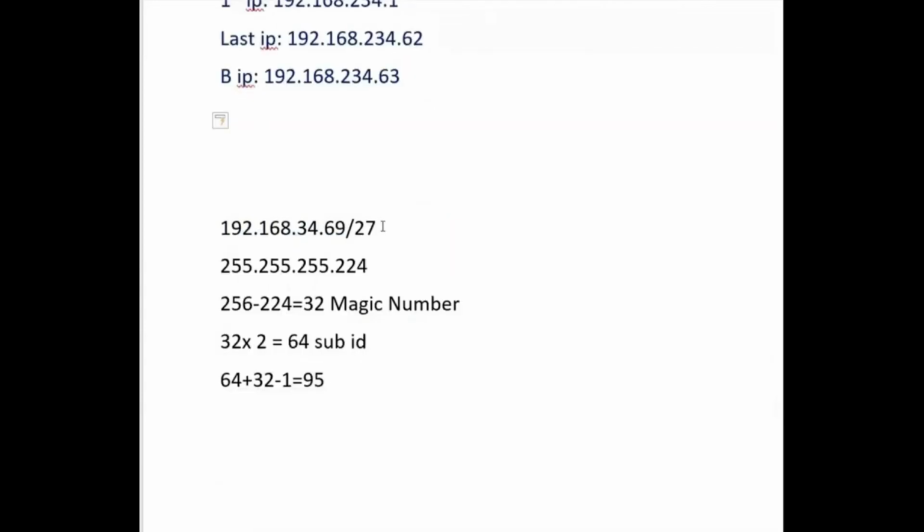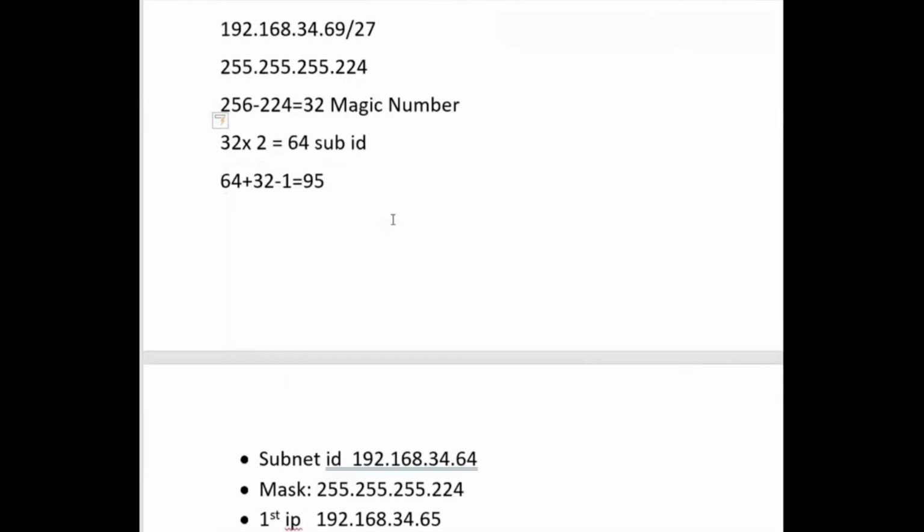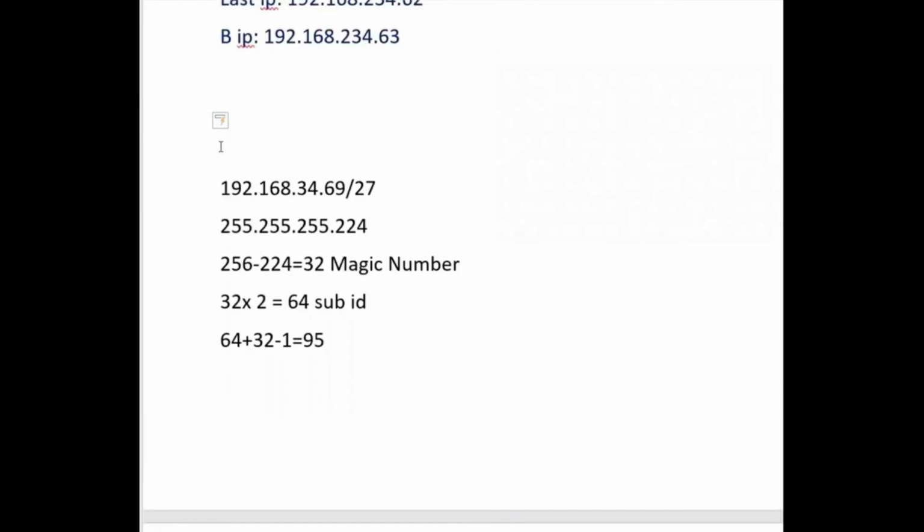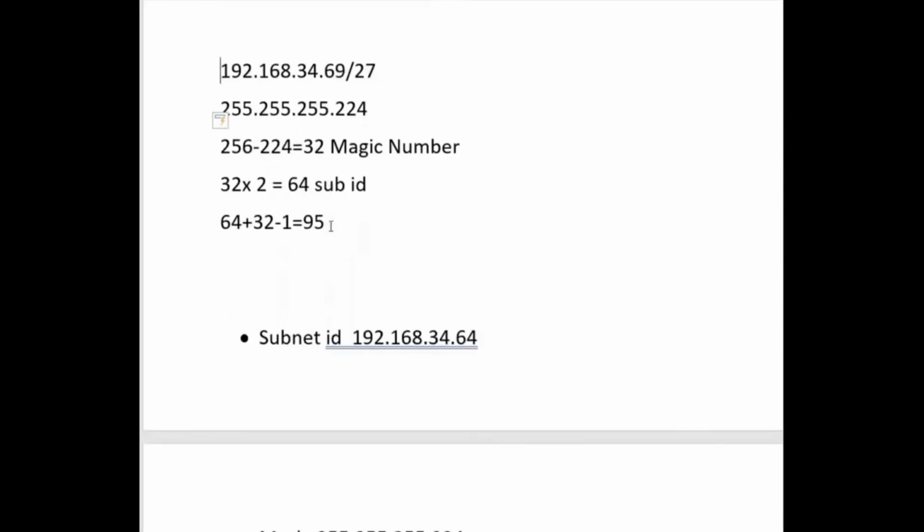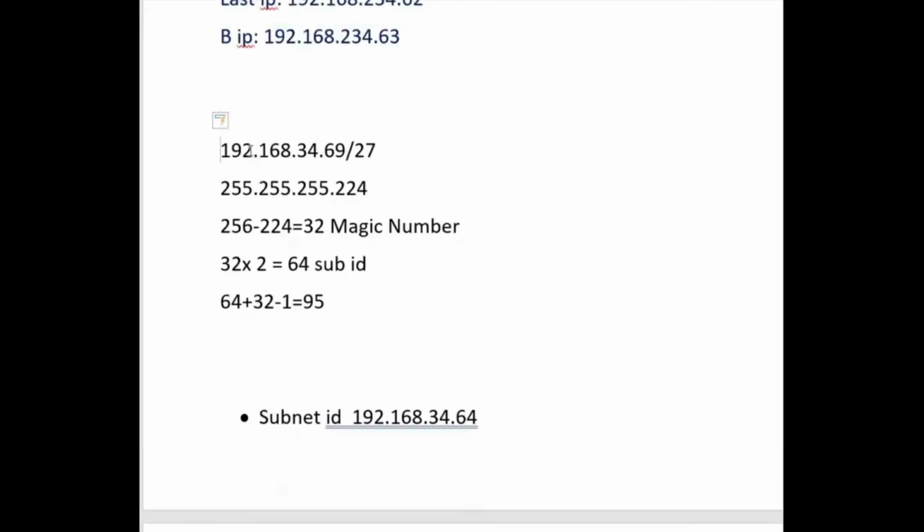Now another example. 192.168.34.69/27. /27 means the mask is 255.255.255.224. So after 24 bits for class C, we have 3 extra bits. If we add those 3 bits' values, we get 224. So 256 minus 224 equals 32. This is our magic number.